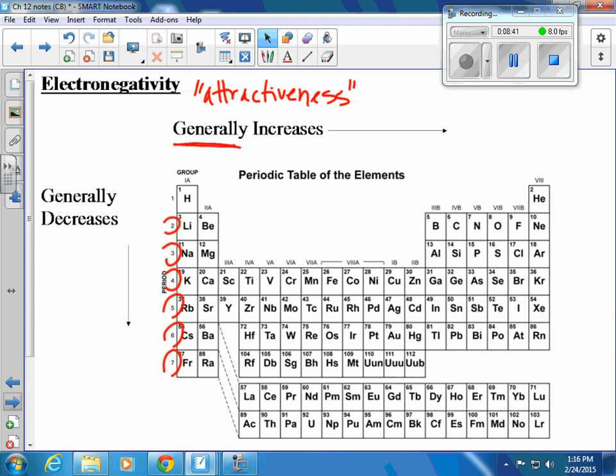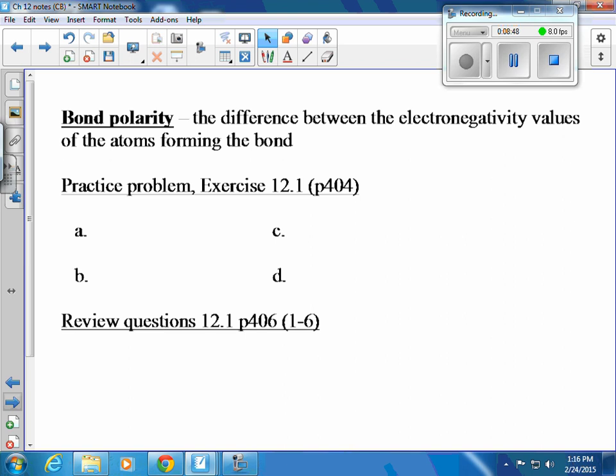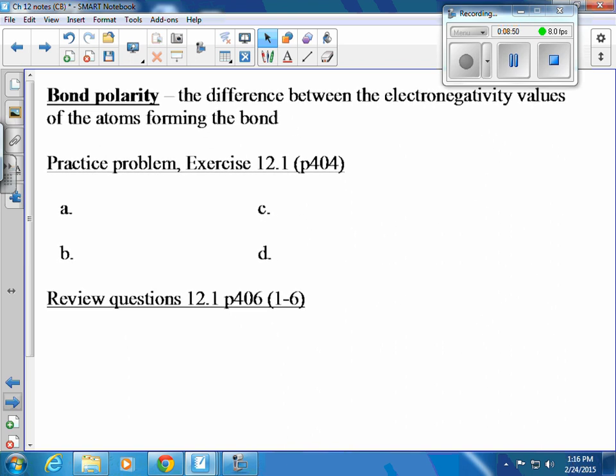Okay, that is just a little podcast here. With polarity, you have the bond polarities, the difference between electronegativity values, as I already mentioned. Go ahead and try to do these practice problems. We are going to look at these and discuss these in class and make sure that you understand them.